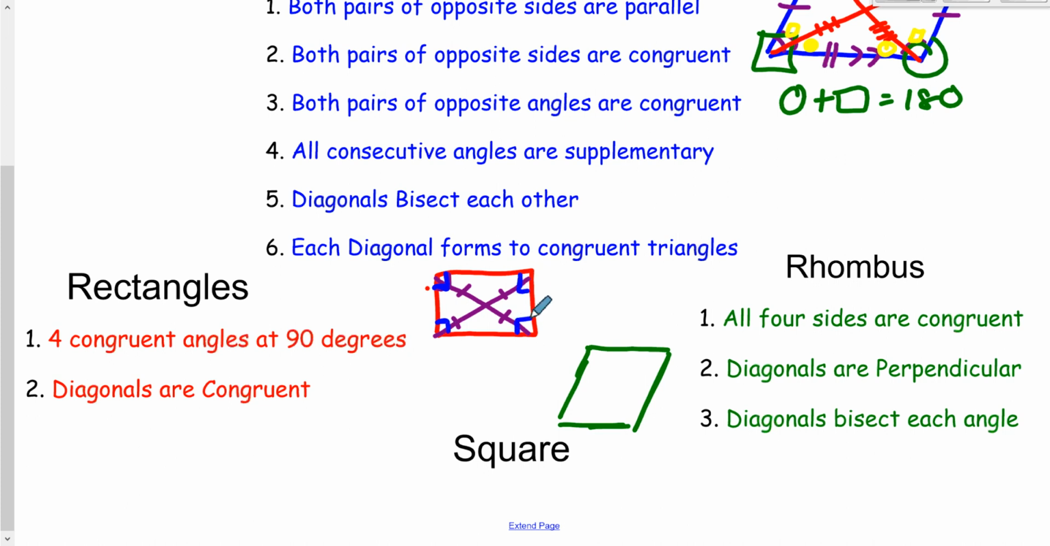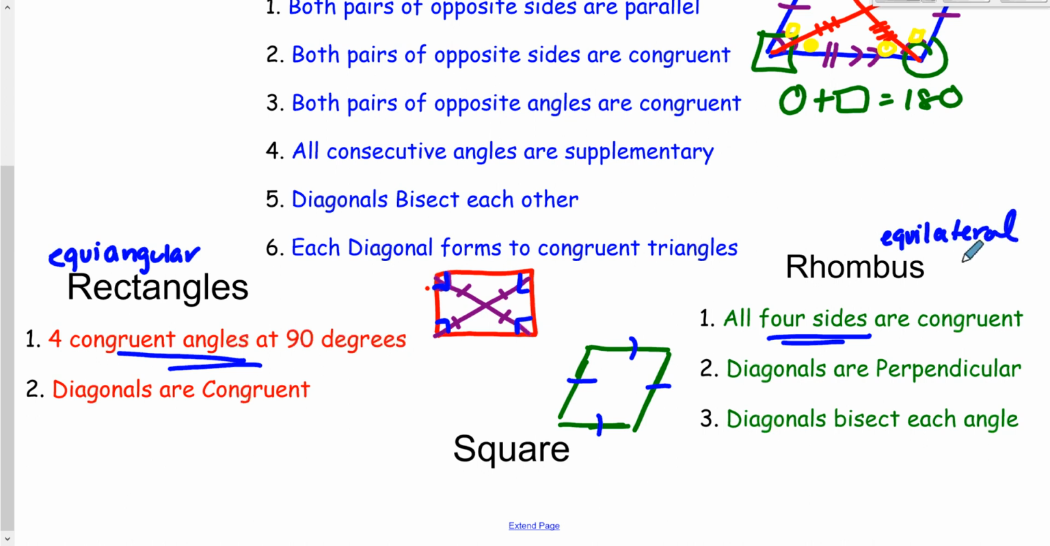Okay? So all four angles are congruent in rectangles, and all four sides are congruent with a rhombus. Now, that means that rectangles are equiangular, which is a word we used in one of the earlier units, while a rhombus is going to be equilateral. This means that all four sides are congruent. This means that all of their angles are congruent. So all four sides are congruent.